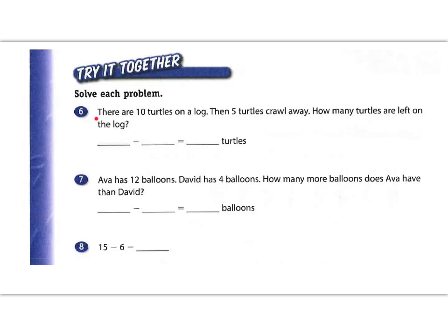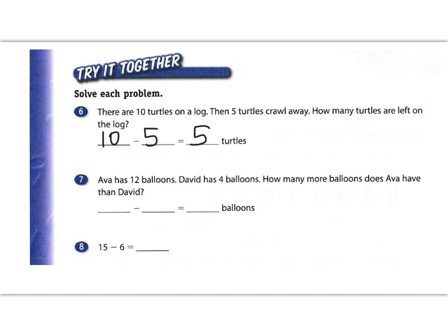Number 6. There are 10 turtles on a log. Then 5 turtles crawl away. How many turtles are left on the log? Well, we had 10 turtles, 5 crawled away. So how many are left? 10 minus 5 is 5. 5 turtles are left.